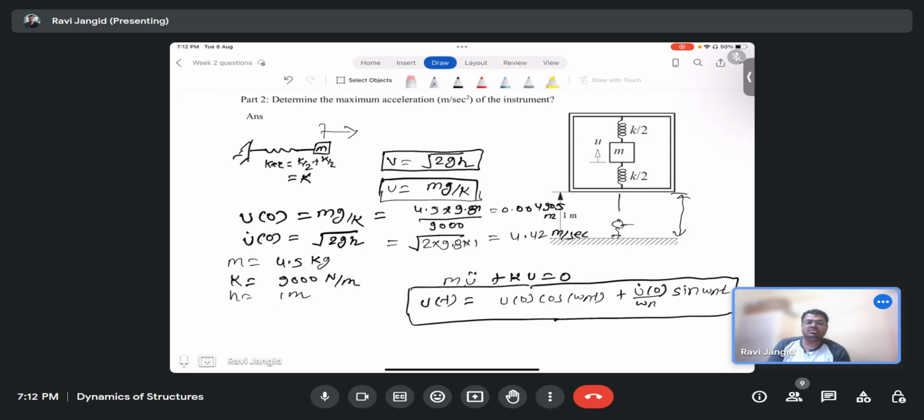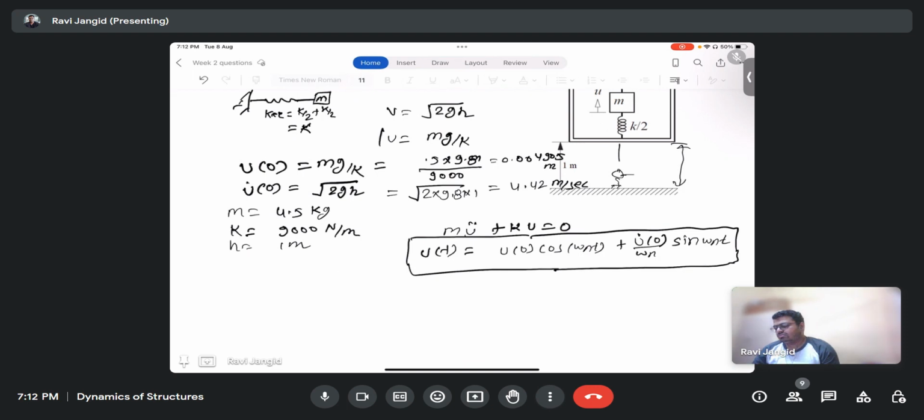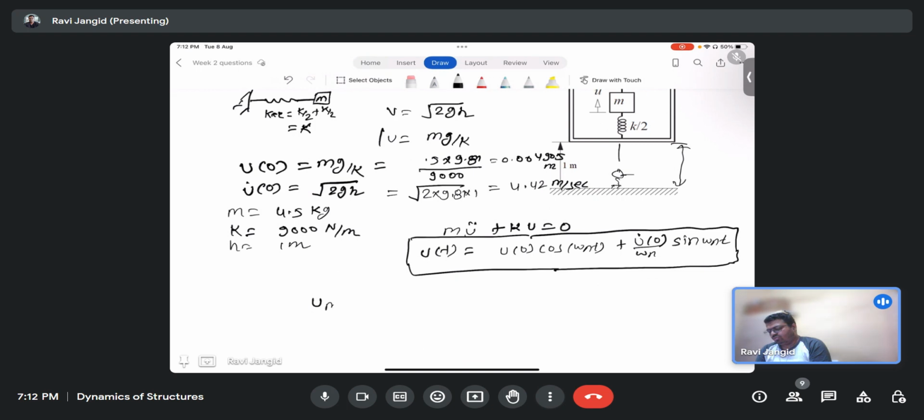Amplitude. Yes. So maximum amplitude, what would be the maximum amplitude for this? Square root of u of 0 square plus u dot 0 by omega n square. Okay. So my u maximum would be square root of u0 square plus u dot 0 by omega n square. Now put the values of both.